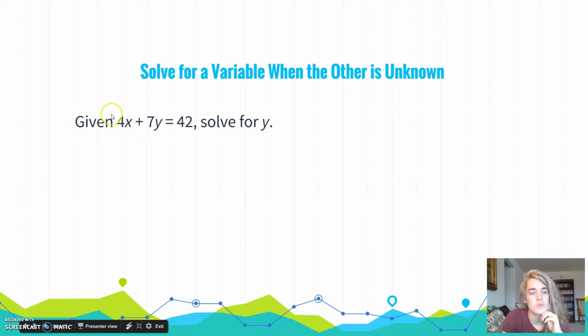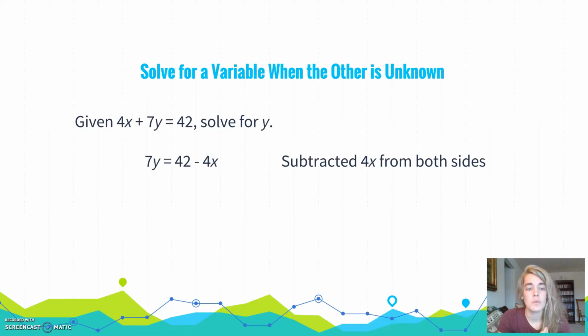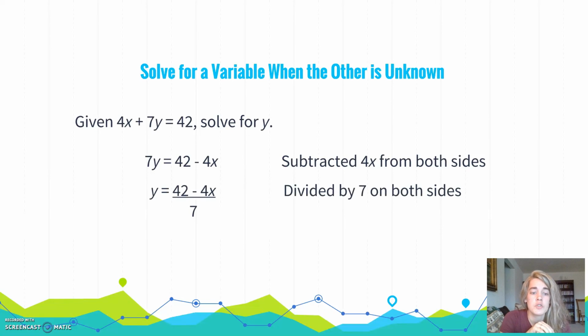So the 4x, we want that gone. It's being added to 7y, so let's subtract it. If we subtract 4x from each side, it just vanishes over here, leaving us with just the 7y, and then the minus 4x just appears on the right-hand side. Simple. So the only thing we have to get rid of now is that 7. The y does not want the 7 by it anymore. So instead of 7 times y, we are going to divide by 7 on both sides. And you get your answer.